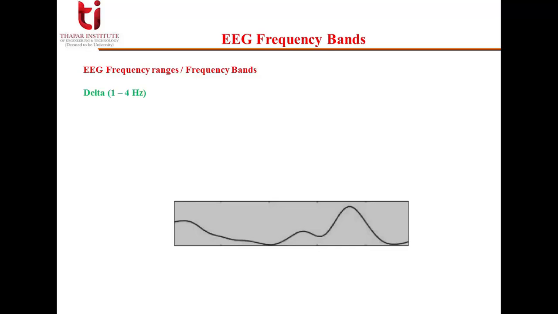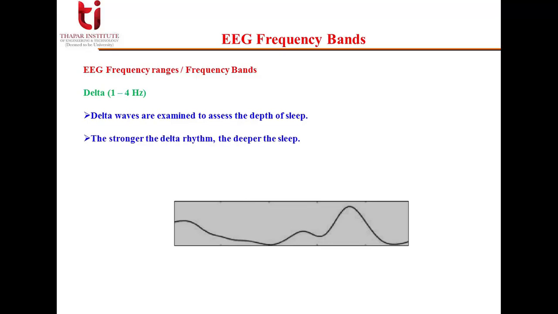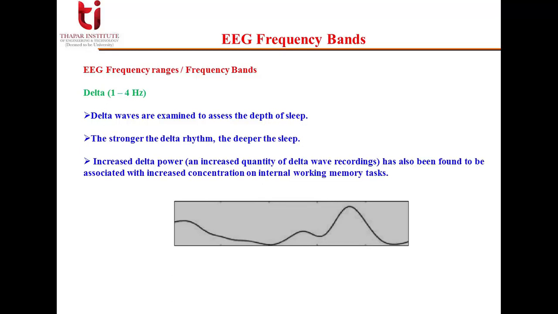As I have told, EEG waves are characterized according to their frequency, amplitude, and shape. So let's discuss the different types of frequencies that make up the EEG. First is the delta wave, which corresponds to the frequency range of 1 to 4 Hz. Delta waves are examined to assess the depth of sleep. The stronger the delta rhythm, the deeper the sleep.